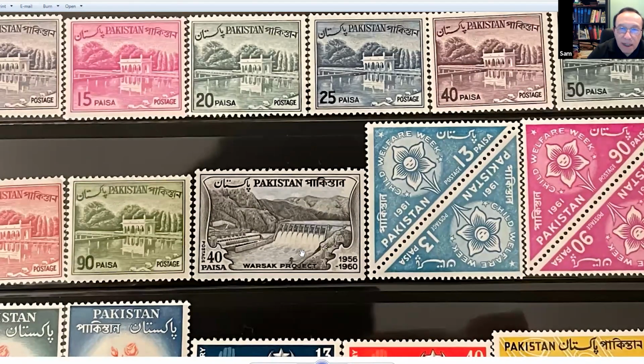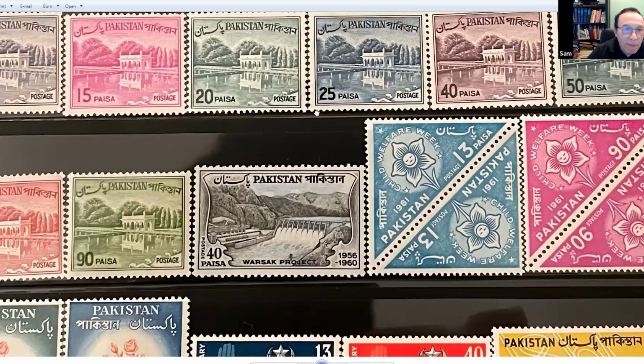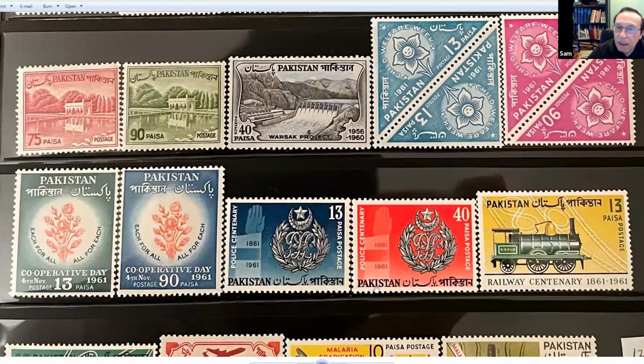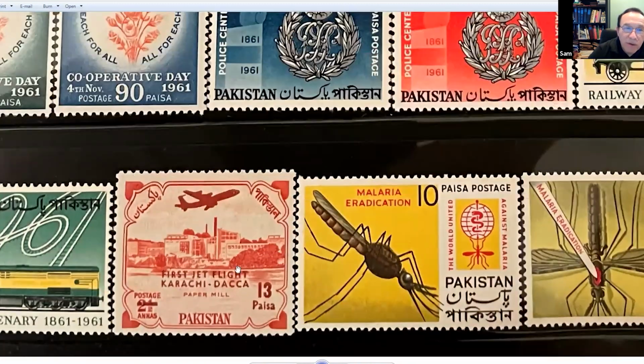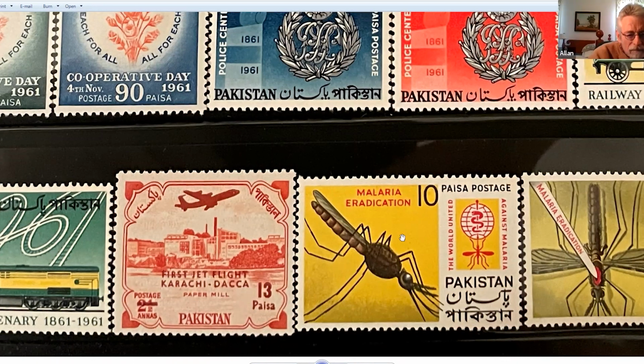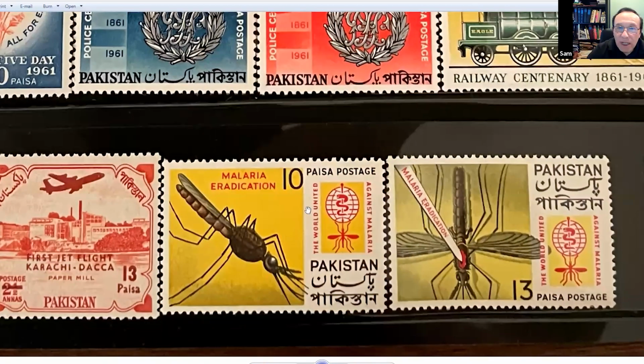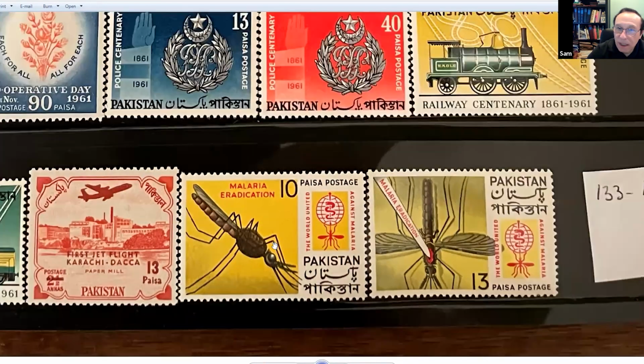And this is just a water project, I guess a dam probably, and the railway, some anniversary, railway centenary in here. Now, this is a little tricky too, because this was Pakistan, right? The first jet flight between Karachi and Dhaka. But Dhaka now is not in Pakistan. It's in Bangladesh, right? So anyway, but this is a mosquito.